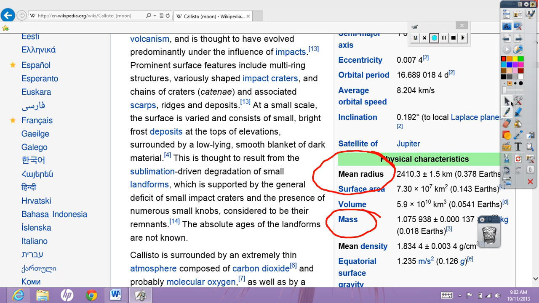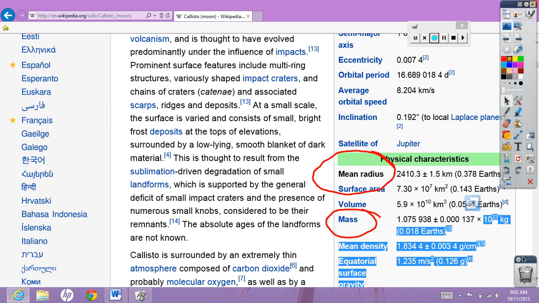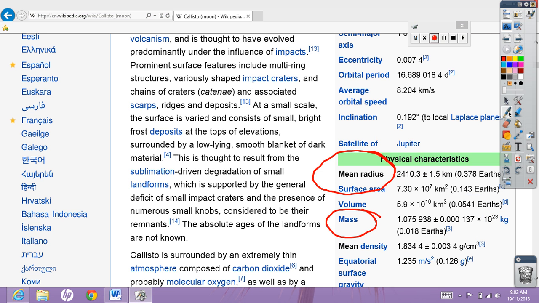You will also notice that it gives an error of some accuracy, so it's got plus or minus here. Now we're going to ignore that. So in this mean radius here, we're going to look at just this value here. This is telling us that we know the mean radius is 2,410 kilometres, and we know that within an accuracy of 1.5 kilometres.